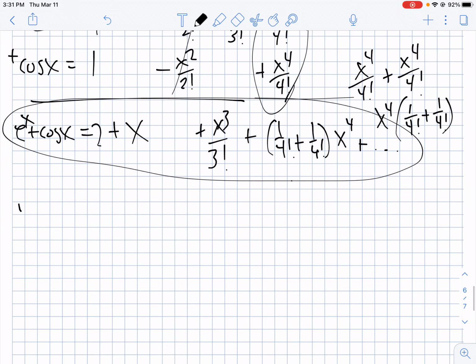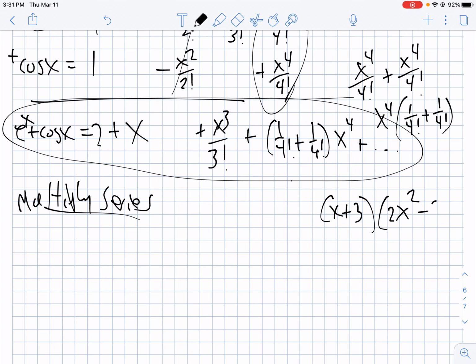The only other thing I wanted to do is to talk about how we multiply series. Okay. Now, let's go back to Algebra 1. If I do x plus 3 times, I don't know, 2x squared minus 5, well, you just FOIL everything out, right? You multiply every term by every other term. And with series, it's no different.